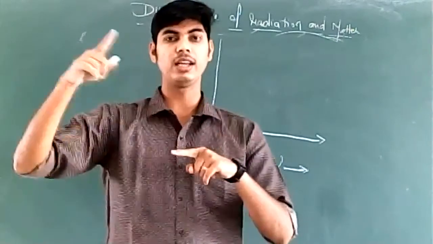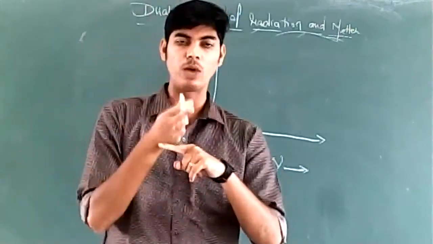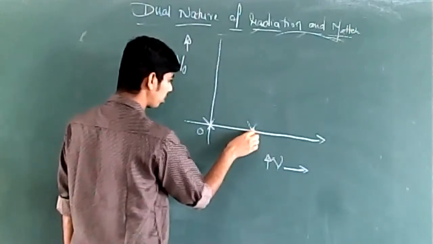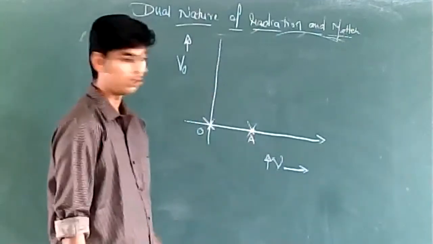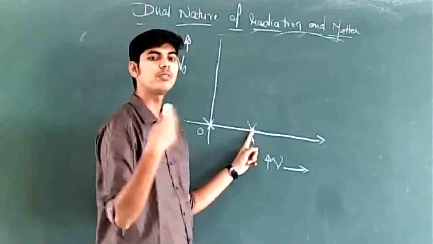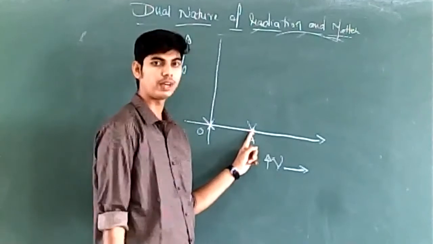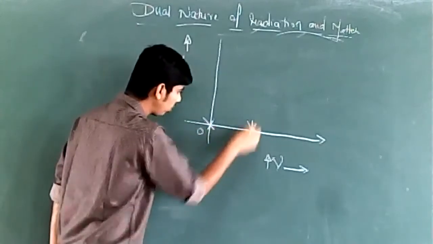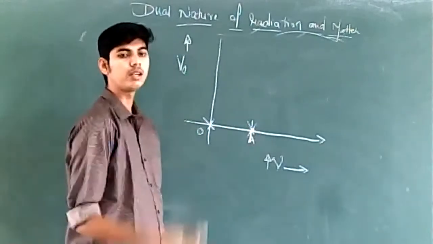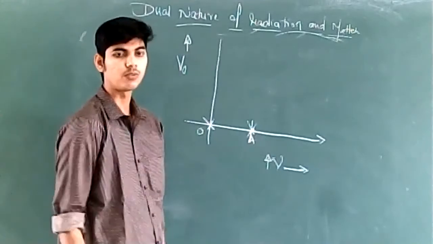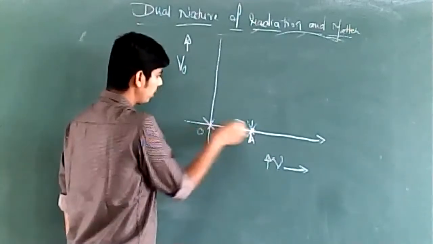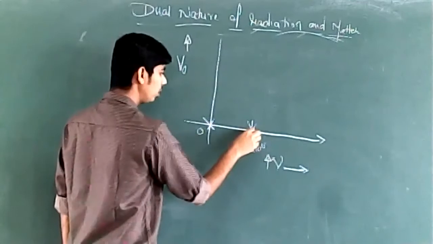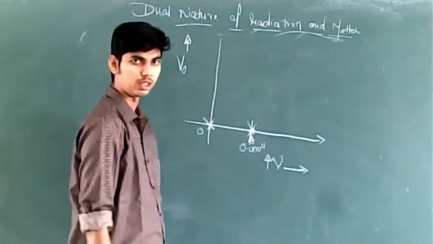Photoelectrons get ejected from the metal surface only from one particular frequency. This particular frequency, from which the photoelectric effect is observed, is called the threshold frequency. Up to a particular frequency you cannot expect the photoelectric effect. Here it is 0, here 0.25 into 10 to the power 15 hertz. From here the photoelectric effect starts.